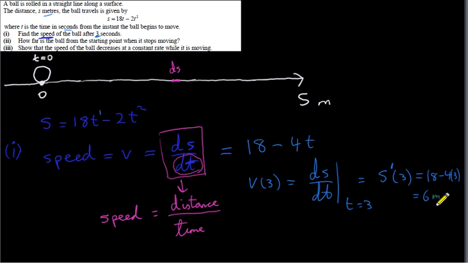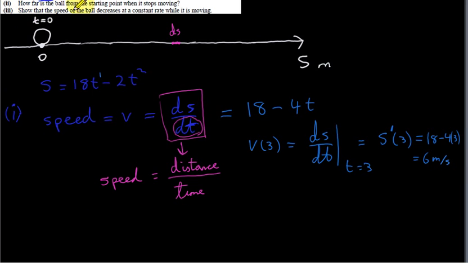So we have 6 meters per second, meters over seconds. How far is the ball from the starting point when it stops moving? So we're interested in what happens when it stops moving. What does stop moving mean? Well, stop moving just means that the speed is equal to 0. The speed is v, so we just put v equal to 0.